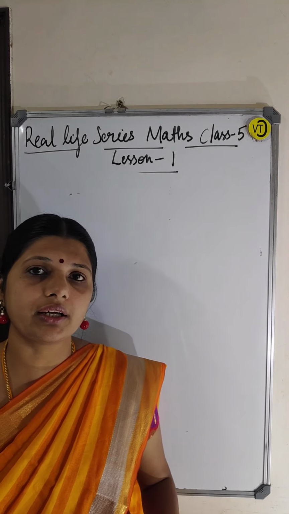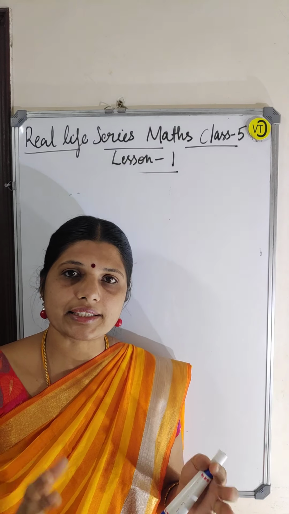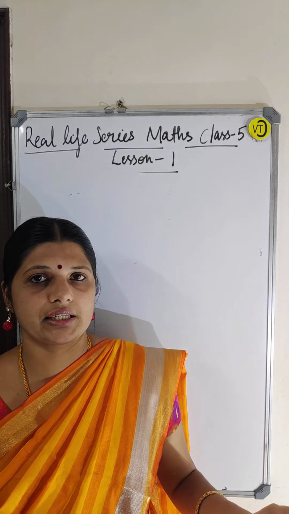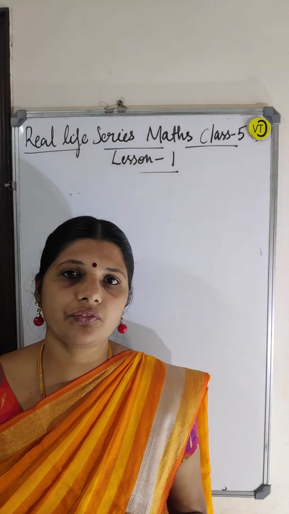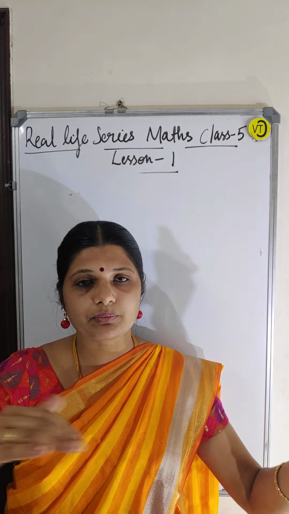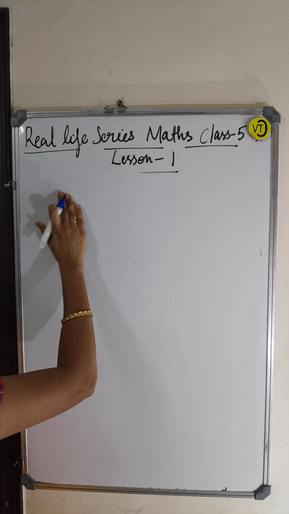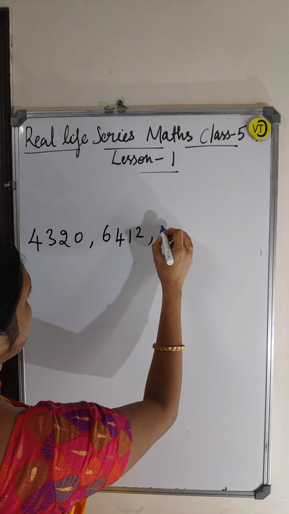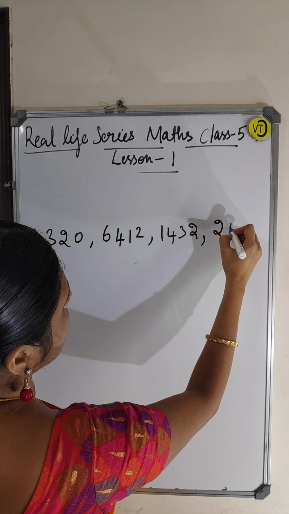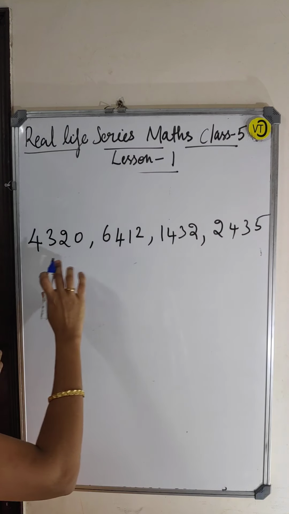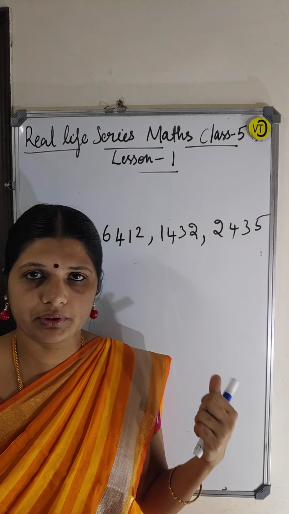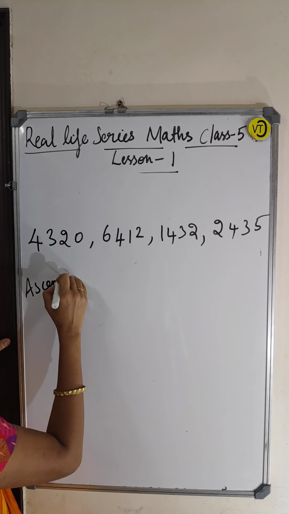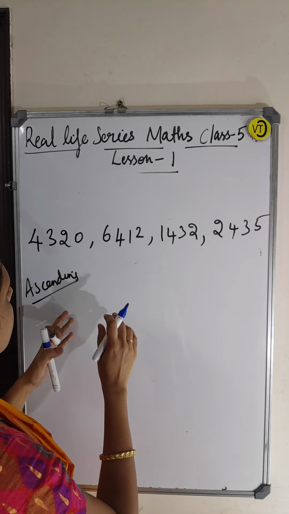After that, ascending order and descending order. You know this, right? Ascending order means you have to write the numbers from smallest to largest. Descending order, the same way, you have to write the biggest number to the smallest number. Okay. Now 4320, 6412, 1432, 2435. These are the set of numbers. So you have to write the numbers in ascending order. How can you write ascending order? First I will write the ascending.